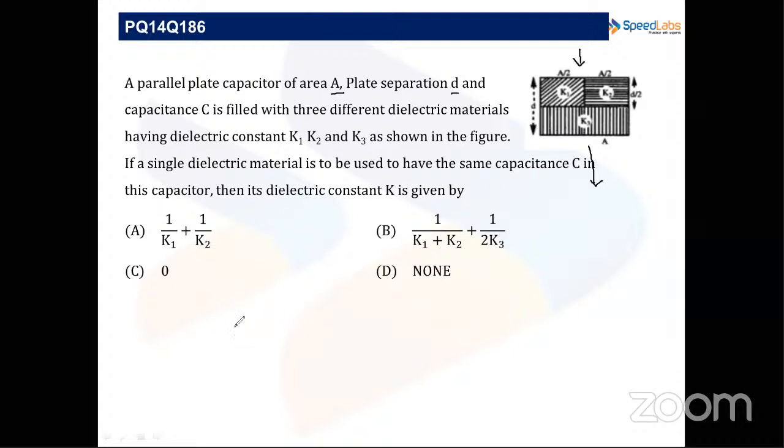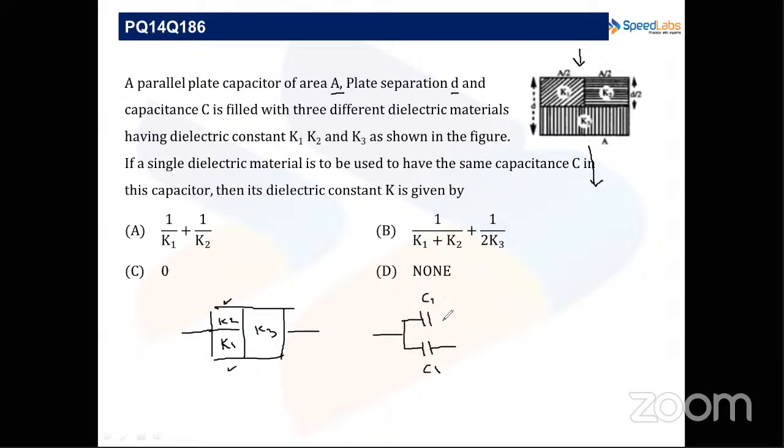So here I am making the horizontal view. So basically they are split like this. So here we have K1, here we have K2 and here we have K3. So what I am saying is let us consider each as a capacitor: C1, C2 and C3. So first this C1 and C2, they are in parallel, right? So this is like C1 and C2, and then they are connected with K3, that is C3, so that is capacitor C3 in series.